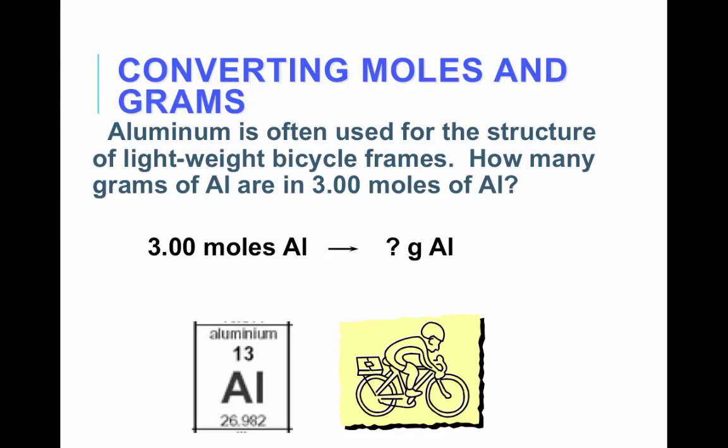If I want to convert between moles and grams, aluminum is often used as the structure for lightweight bicycle frames. How many grams of aluminum are in 3.00 moles of aluminum? My given value is 3 moles of aluminum, and I need to end in grams of aluminum. If I look at the periodic table, what is my conversion equality for moles to grams with aluminum? That's right. 1 mole of aluminum would be equal to 27 grams of aluminum, according to the periodic table.